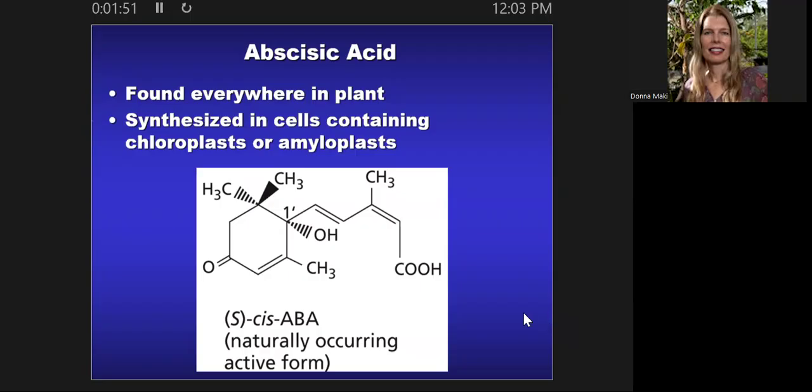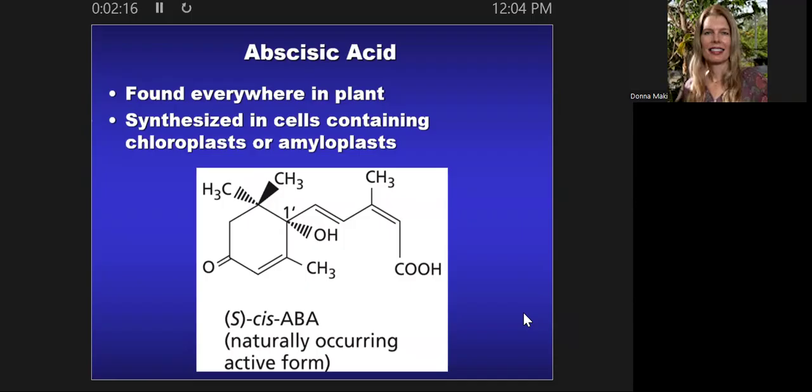Okay, so we need to think about hormones again. And I think we left off around here. So we've been covering what they call the 5 major hormone groups. And ethylene is just ethylene, abscisic acid is just abscisic acid. All the other groups of hormones definitely have many different types of auxins and gibberellins and cytokinins.